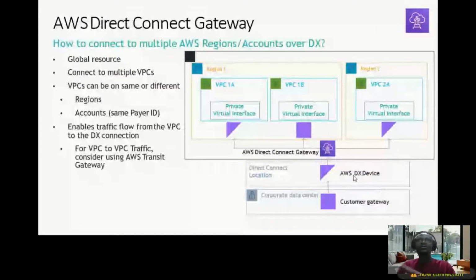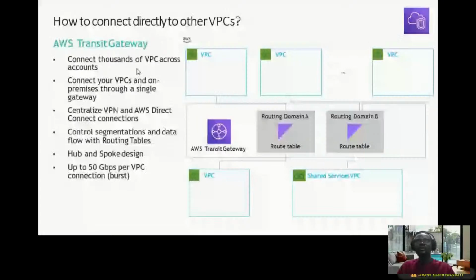And they have AWS Direct Connect device, gateway device built in. So now transit gateway, as we talk about, the AWS transit gateway is the scenario to directly connect to other VPCs. You need connection between them. So connect your VPC and on-premises through a single gateway. Centralized VPN and AWS direct connection, basic transit. It can help you to also control segmentation and data flow tables. So this is what we have. We have shared VPCs I talked about here. Your VPC within account for multiple AWS accounts. Transit comes in here to be able to enable you to connect all these VPCs together.